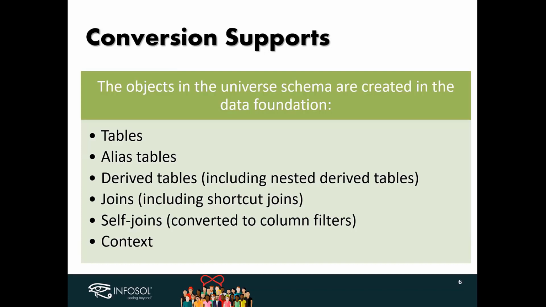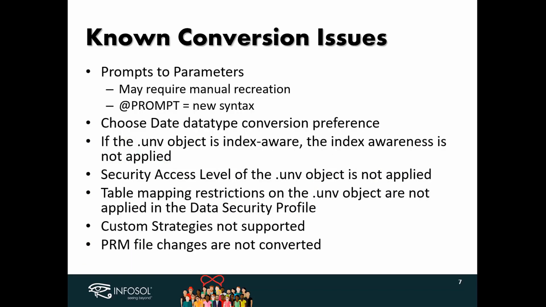There are some differences in the terminology, if you're not already familiar with it. For example, the classes in UNV, in the old format, are now called folders. The classes and the subclasses are now called folders and subfolders. And the details are now called attributes. So there are a few terms that are different, but those same objects, the conditions, filters, all of them are still existing in the new UNX format.